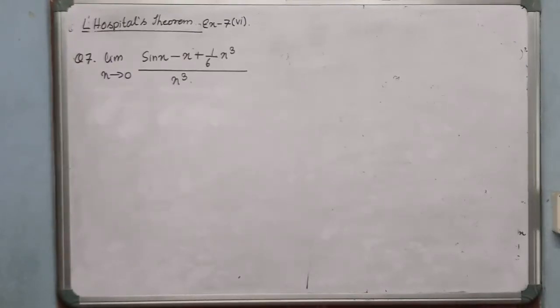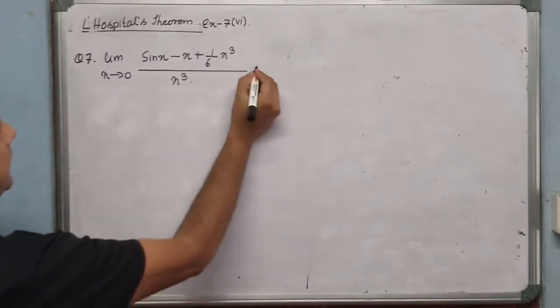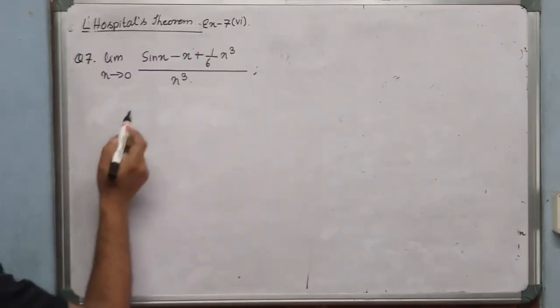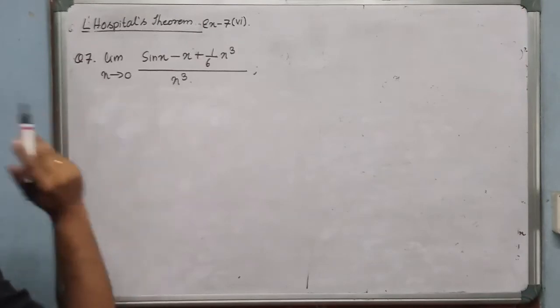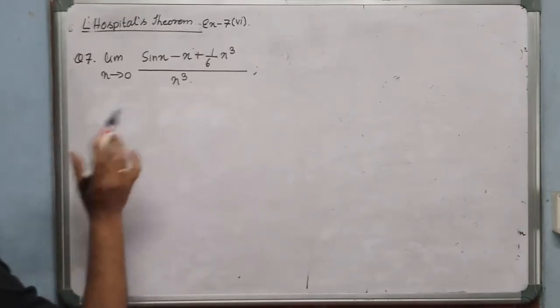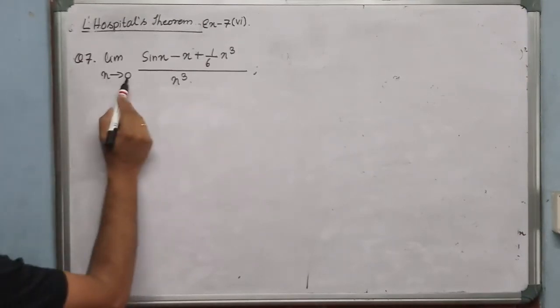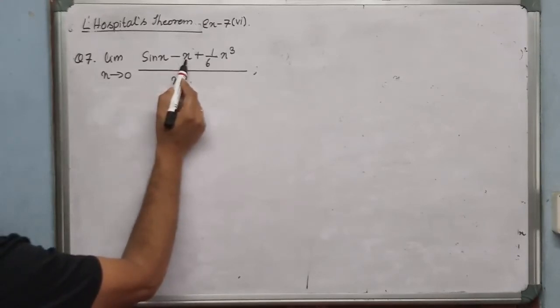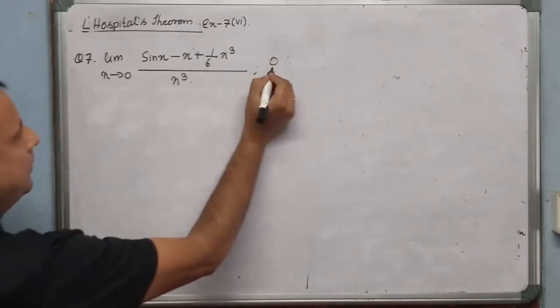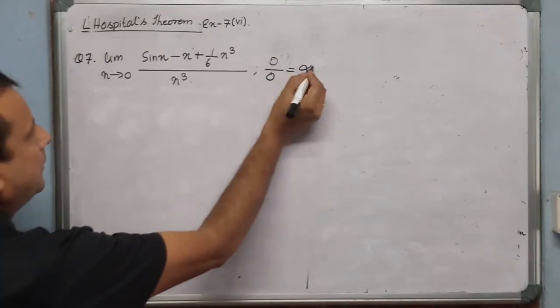Now another question, limit x tends to 0, sin x minus x plus 1 by 6 x cubed. Now we'll verify whether this is undefined or not. X cube is there, which means definitely you have to use it 3 times. Sin 0 is 0, this one is 0, plus this is also 0, 0 cube is 0, this is undefined.